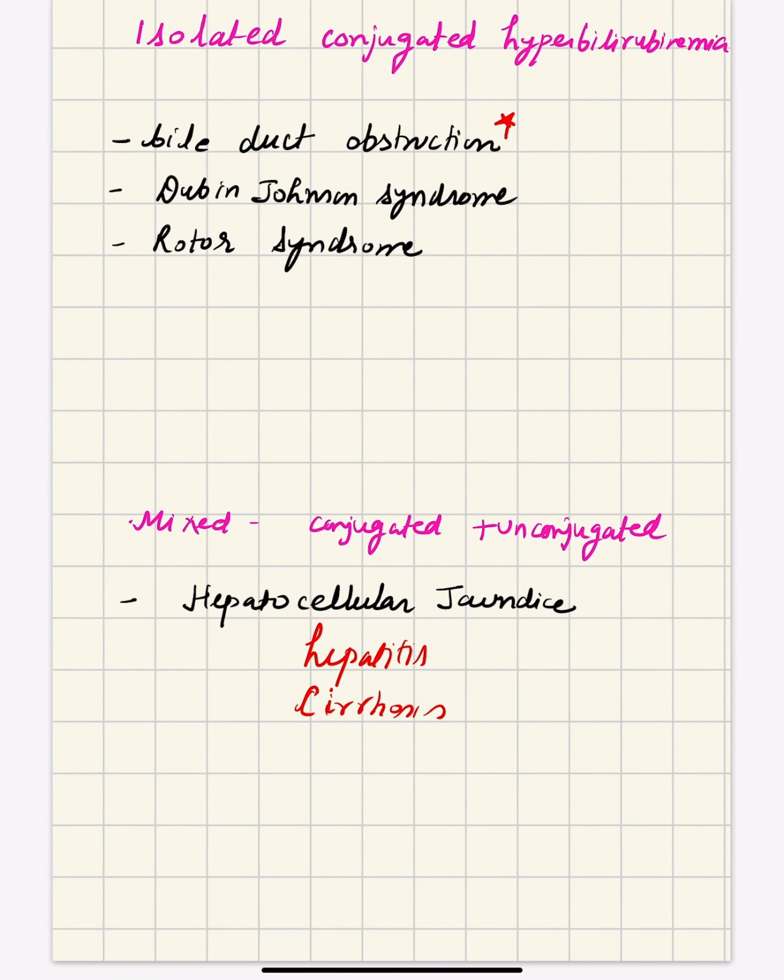Now, conditions where there is isolated conjugated hyperbilirubinemia are bile duct obstruction, as per the causes I enumerated in the last slide, and then Dubin-Johnson syndrome and Rotor syndrome, where there is a defect in the transport of bile across the canalicular membrane. So these will cause the presence of conjugated hyperbilirubinemia because the bile ducts get obstructed, and then bilirubin, bile salts, etc. spill over.